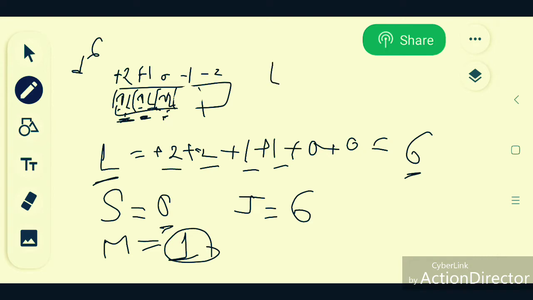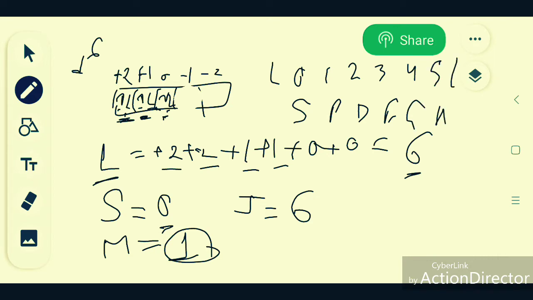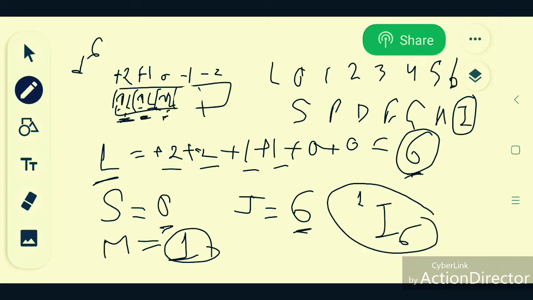So we can deduce the different terms. If L is equal to 0, then the state will be S. If it is 1, then it is P. If it is 2, it is D. If it is 3, it is F. If it is 4, G, if it is 5, then H, and if it is 6, then it is I. S, P, D, F, G, H, I. So this is 6, so the term will be I. Multiplicity is 1 and J value is 6, so the ground state term is 1I6. So the ground state term for a strong field d6 configuration is 1I.